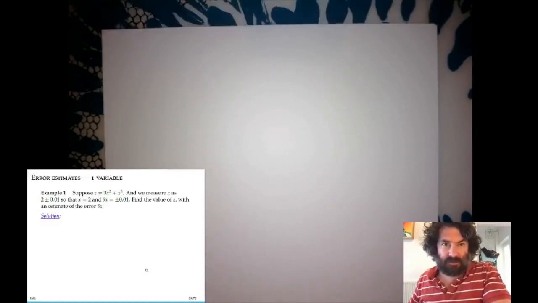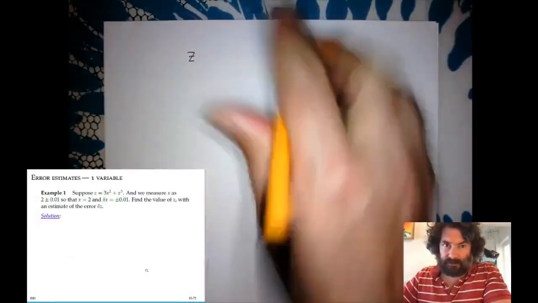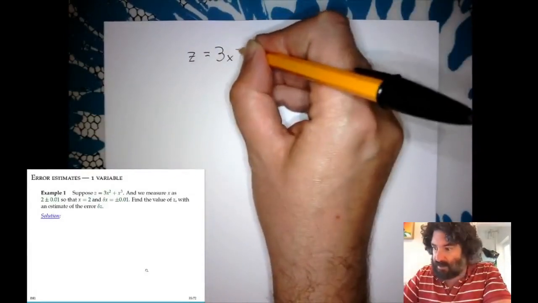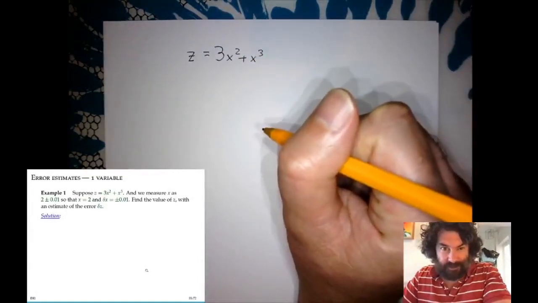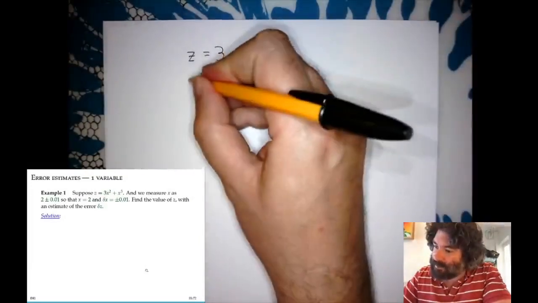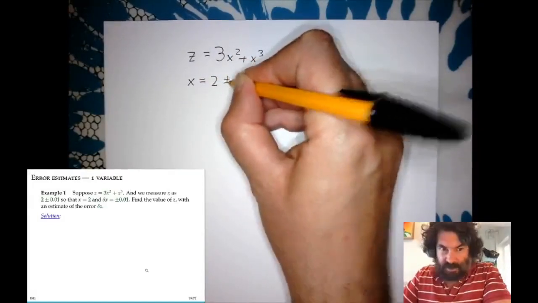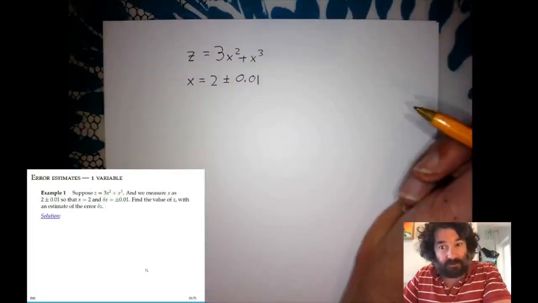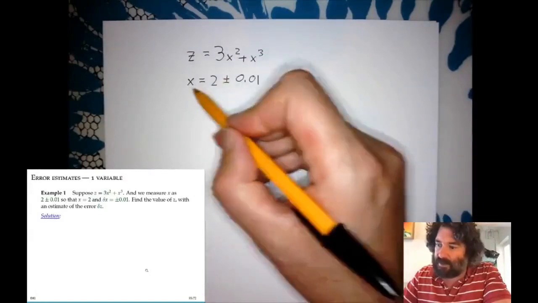Okay, and so we have z is calculated from x as 3x squared plus x cubed. And we measure x as 2 plus or minus 0.01. And so there's a potential for confusion here because I've written x equals this.